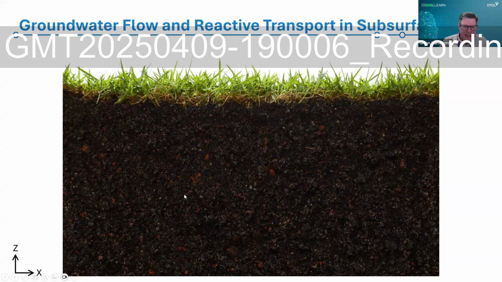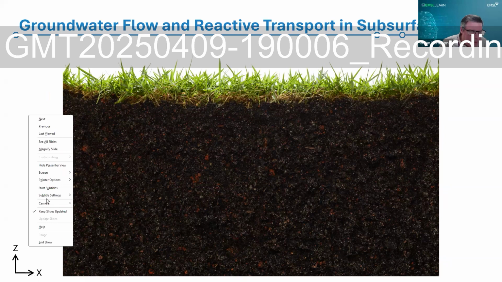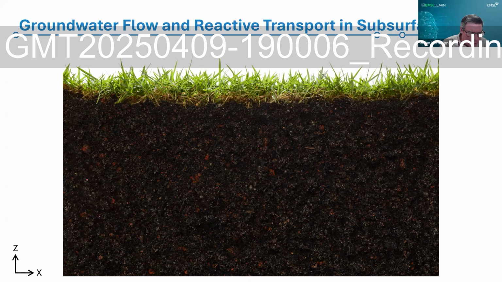What I have here is a representation of the subsurface. We have our soil, we have grass at the top. We'll just proceed. All right, so we have our grass here at the top of the domain. This is where we're going to have organic matter. You see that there's leaf matter in there. You're probably going to have roots that are in the top layer of soil.